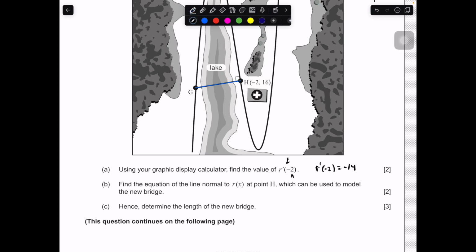And remember, the IB rarely asks you something just as a piece of trivia. If they give you something, if they're saying find the derivative at this point, -2, the slope of a line of this function at a given point, chances are they're going to want you to make use of it. So find the equation of the normal to R(x) at point H at -2, 16. So let's go ahead and do that.